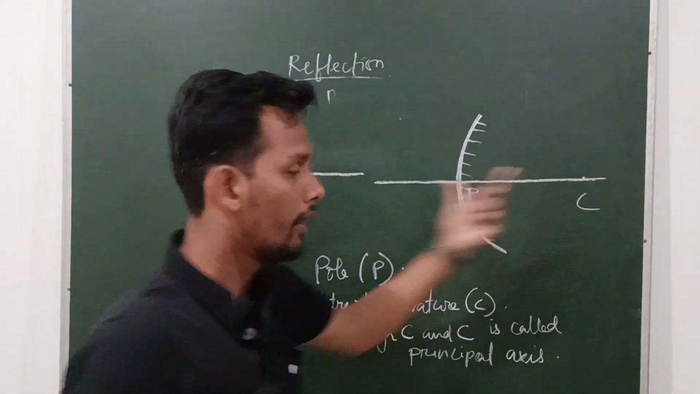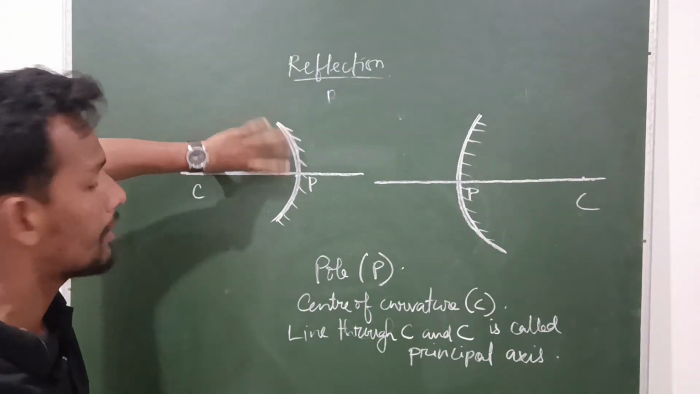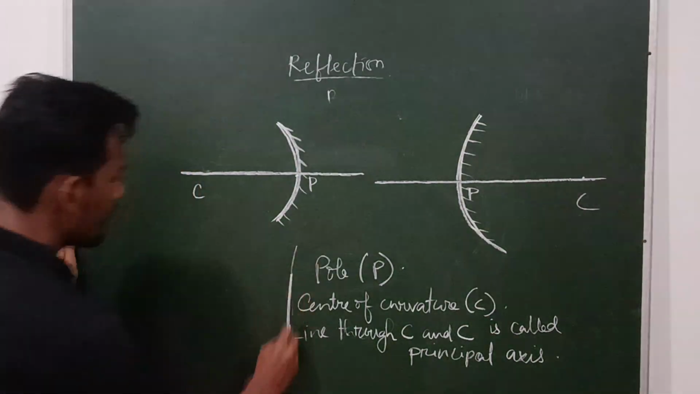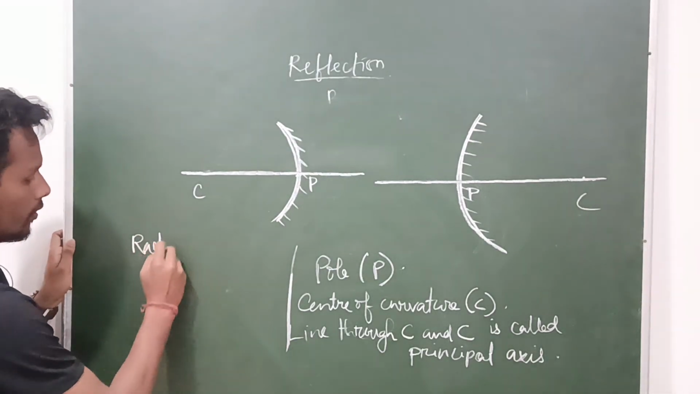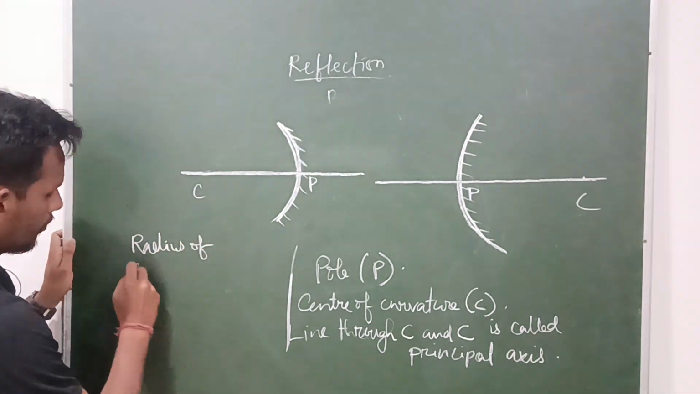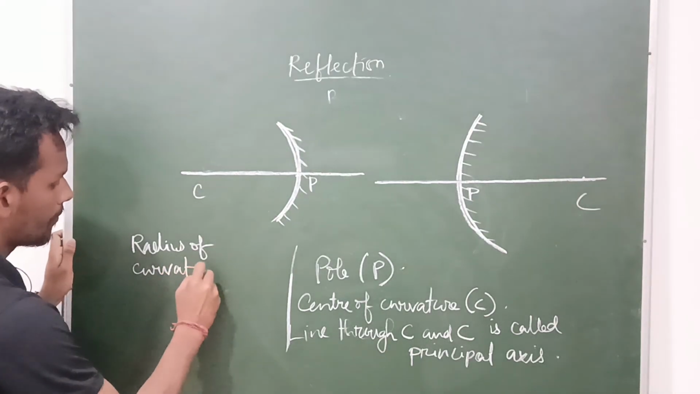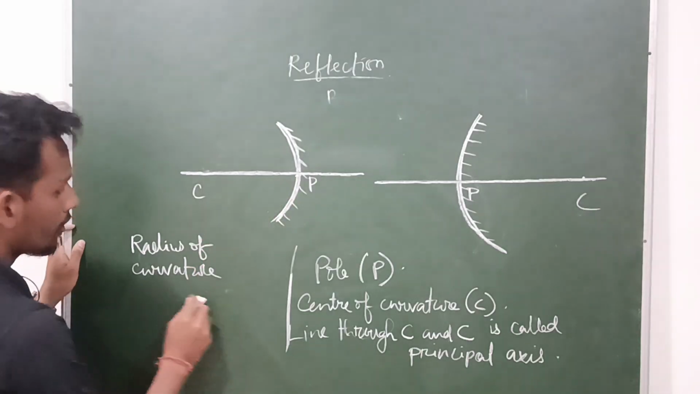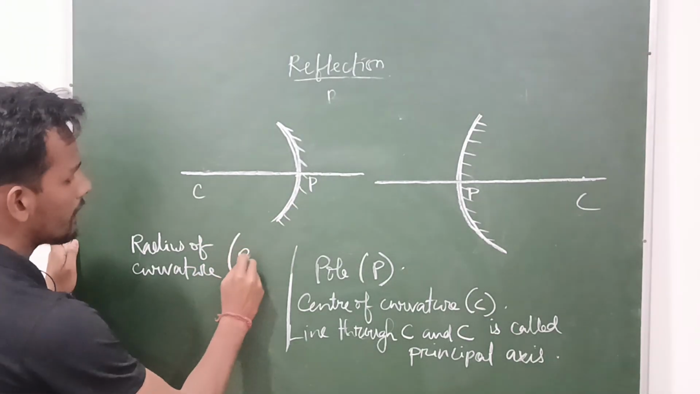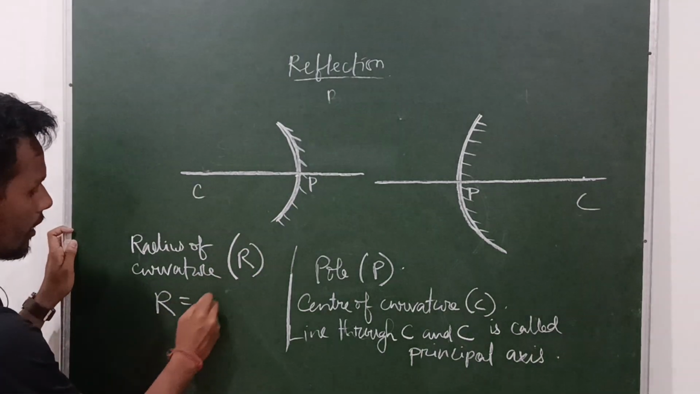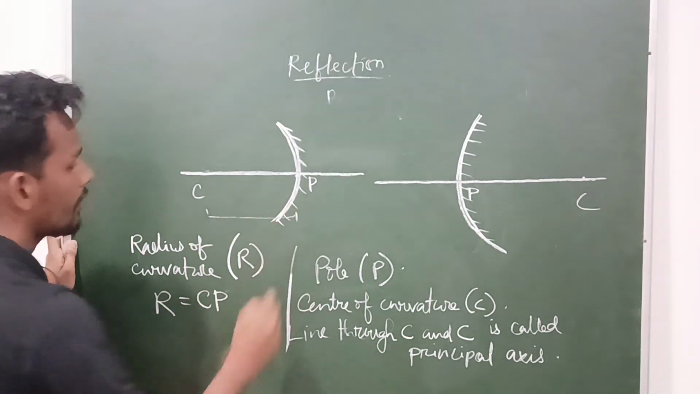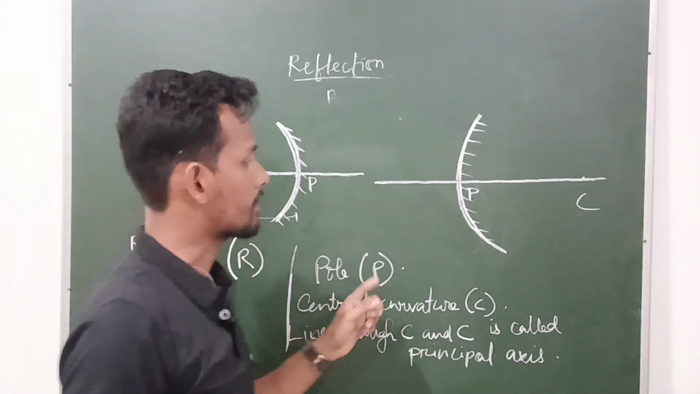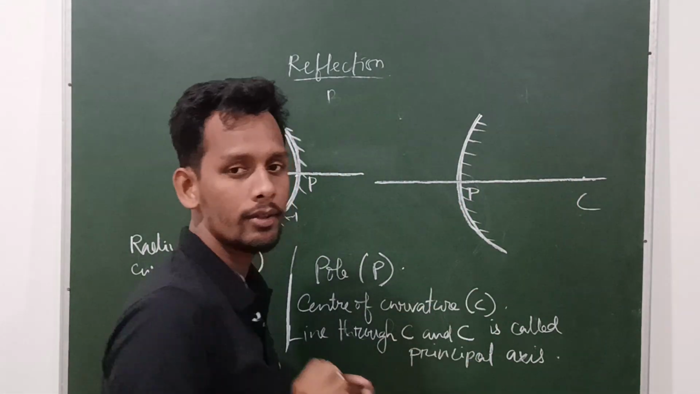Also the distance CP is the radius. If it is a center, then this is the radius. So the distance between the center and the pole is termed as radius of curvature. For this part, this is the center, and this distance is called radius of curvature. It is termed as capital R. It means R is equal to CP. Next, in case of convex also, CP is the radius of curvature.